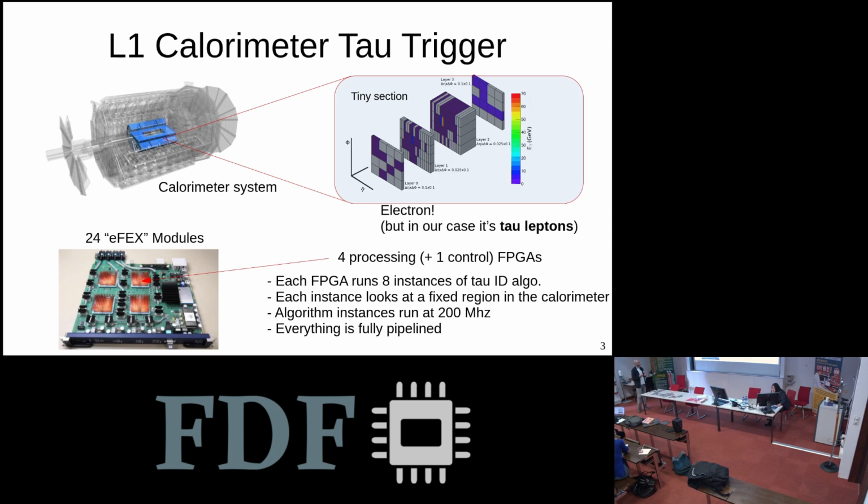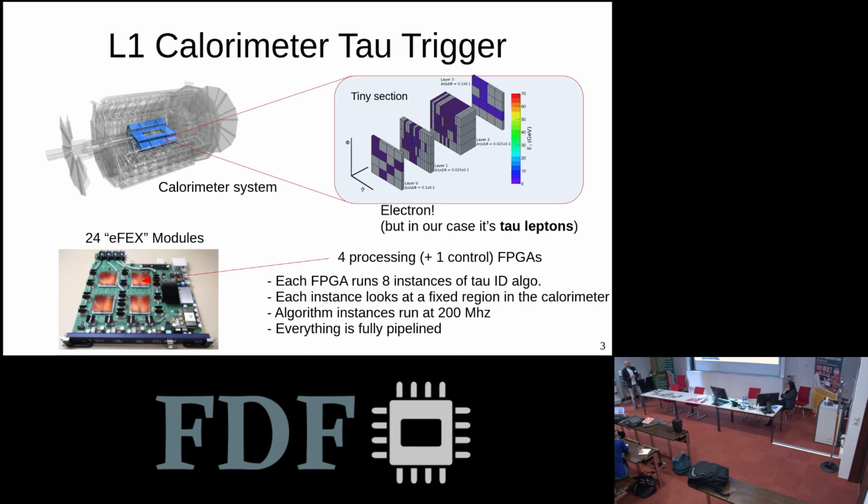This thing runs in the eFEX, which is another subsystem of the L1 Calo subsystem of the trigger. The eFEX subsystem has 24 modules like this. Each module has 4 FPGAs. It covers the entire calorimeter. And each of those FPGAs runs 8 instances of this identification algorithm that needs to identify the tau lepton.